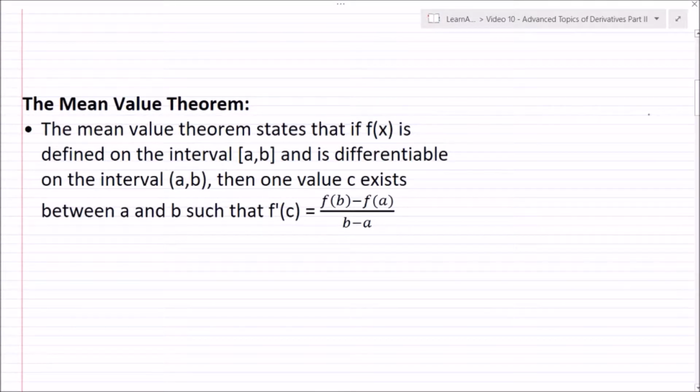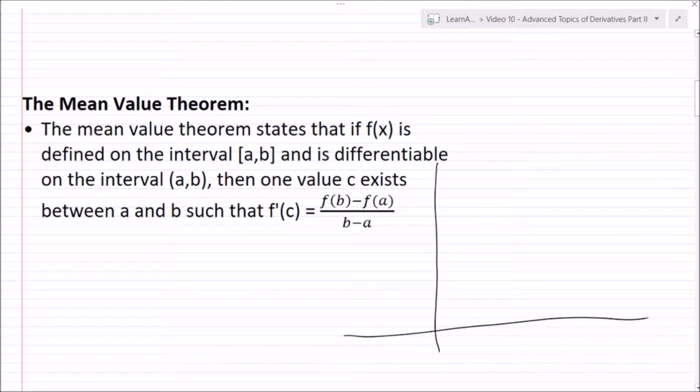Alright, so let's start by talking about the mean value theorem. The mean value theorem states that if f of x is defined on the interval a to b and is differentiable on our interval a to b, then one value c exists between a and b such that the derivative of f at the point c is equal to the average slope, or f of b minus f of a, all over b minus a. And this is a little wordy, but it's important that you understand it.